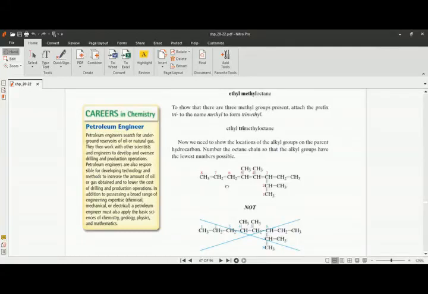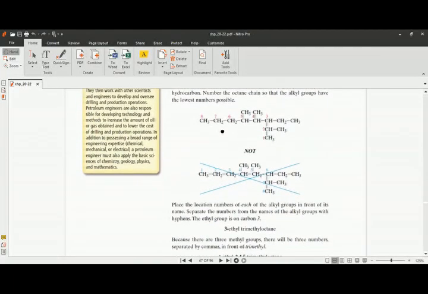This is the previous example that we took before. We said instead of using the straight chain, we are going to take this bending chain. Why? Because here the number of branches is more than in this one and this one. That's why we choose this branch.